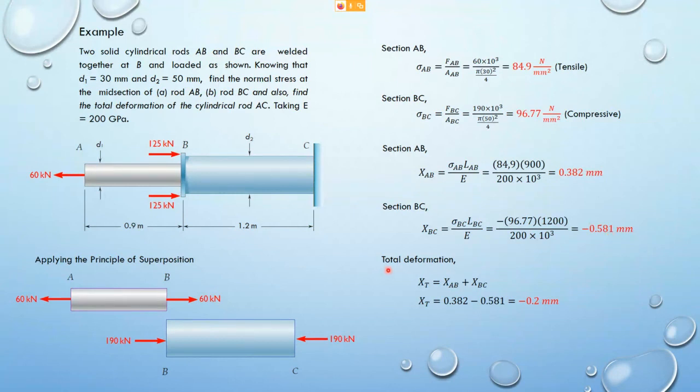So the next part, to find the total deformation, you have to add up the deformation of each individual section, AB and BC. AB is 0.382, positive because it's tensile. BC is negative 0.581 because it's compressive. So you'll get a net deformation of negative 0.2. That means the net deformation is still negative, so it's still undergoing compression, contraction, for the whole bar itself.